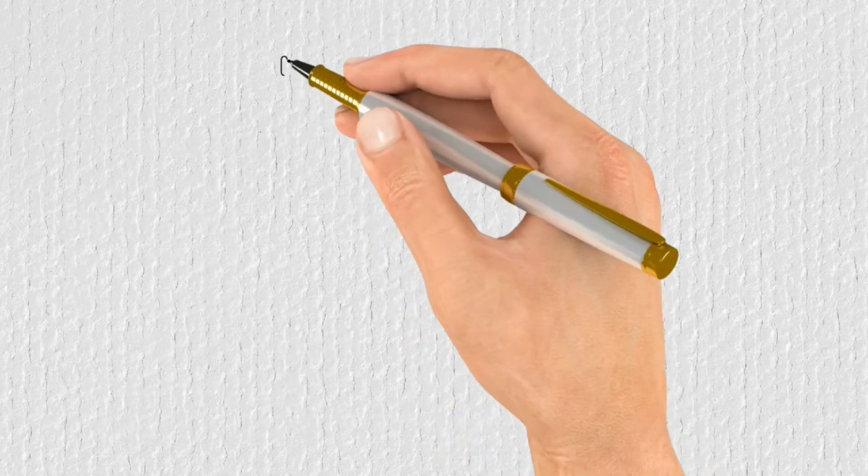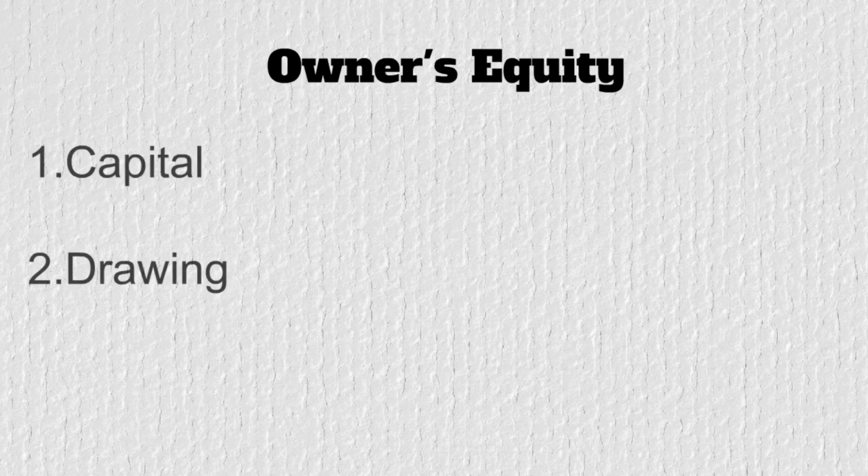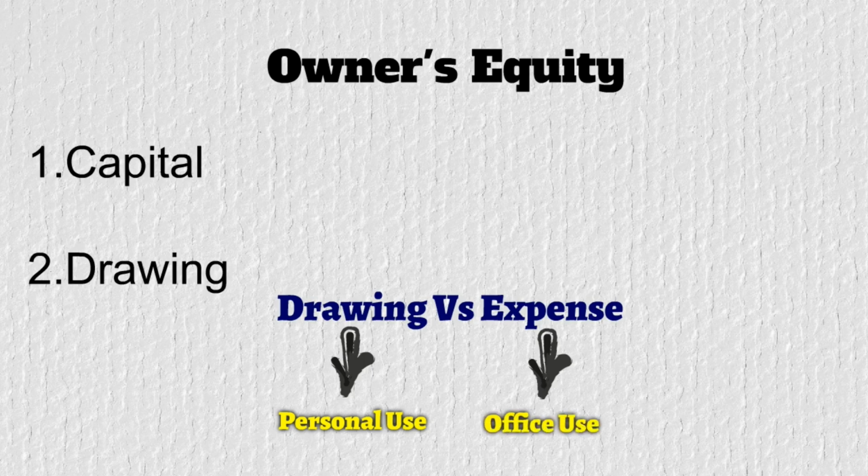The last one is owner's equity. In owner's equity, there are two types of accounts, capital accounts and drawing account. What is a capital account? Capital account means the claim of an investor over the assets of the business. Whereas drawing means the withdrawal by an owner for personal use. Do remember the difference between drawing and an expense: if an owner is withdrawing money for his personal benefit or for his personal use, it will be considered as drawing. But if he withdraws money for the organization, then it will be considered as an expense of the organization.